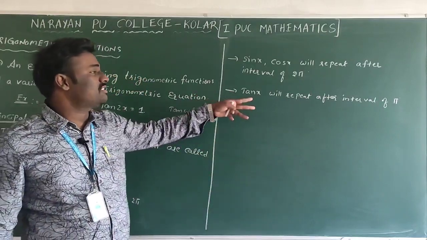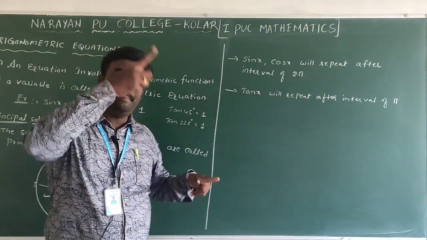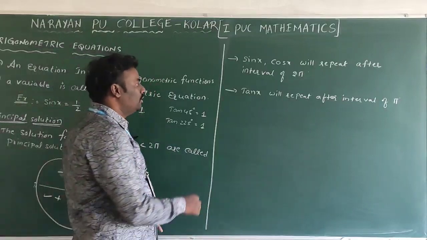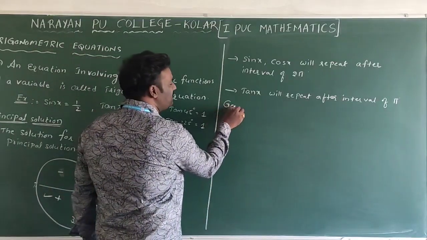Sin x and cos x values will repeat after the complete rotation, that is nothing but 2 pi. Next, what is meant by general solution?